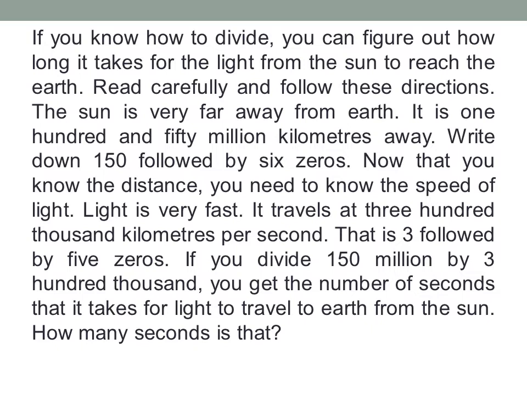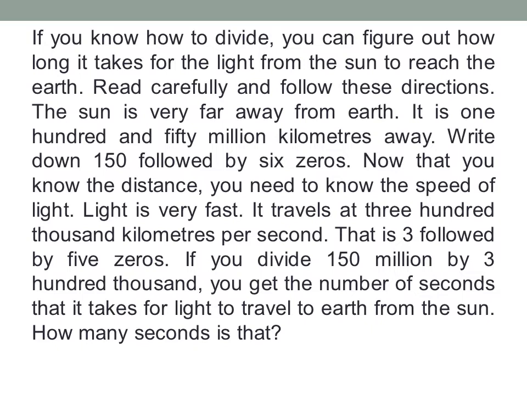Now that you know the distance, you need to know the speed of light. Light is very fast. It travels at 300,000 kilometers per second. The light speed is 300,000 kilometers per second. That is 3 followed by 5 zeros. If you divide 150 million by 300,000, you get the number of seconds that it takes for light to travel to earth from the sun.